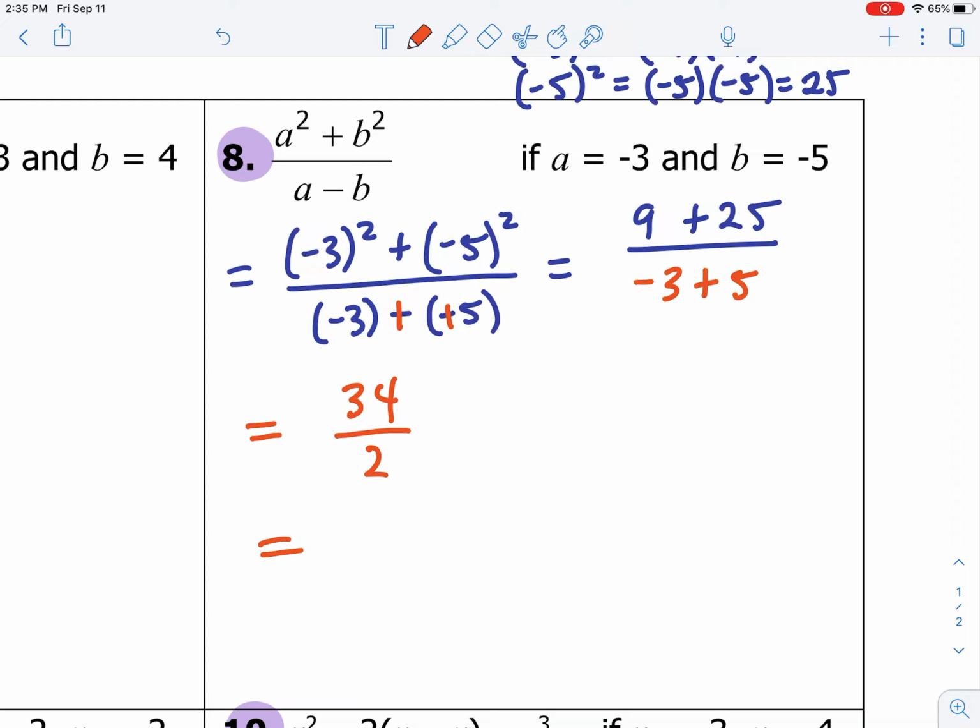So from here, we just need to simplify this. We can divide the top and the bottom by 2. So we get 17 over 1, but our final answer does not need that 1 in the denominator, so we just say the final answer is 17.